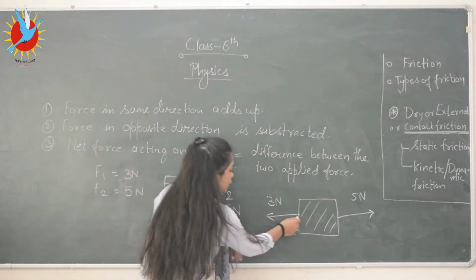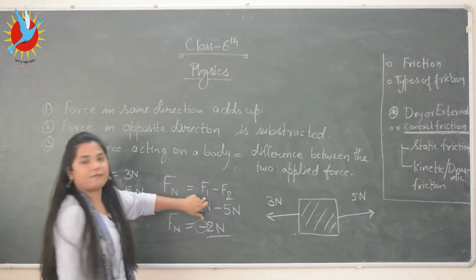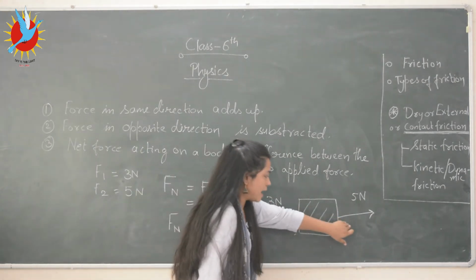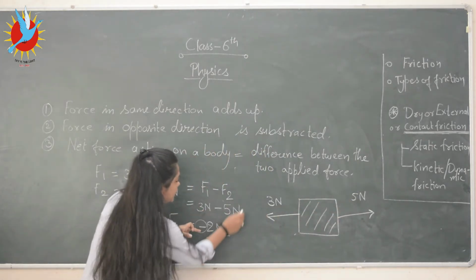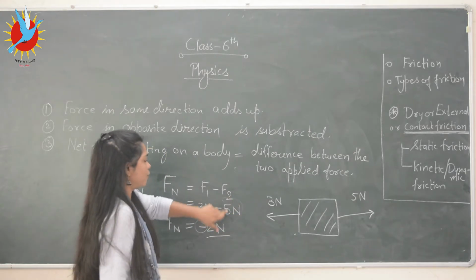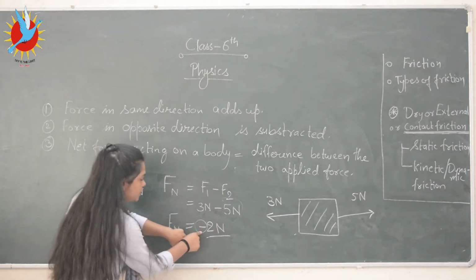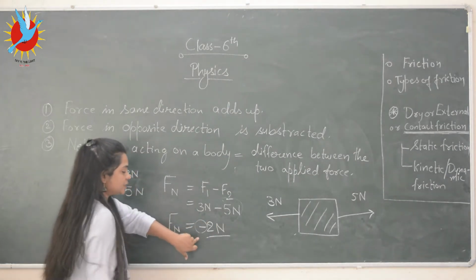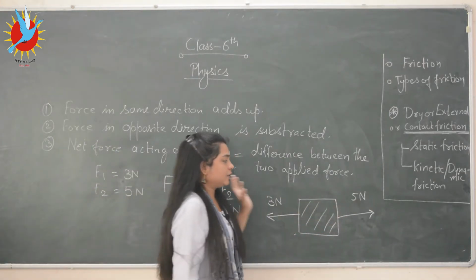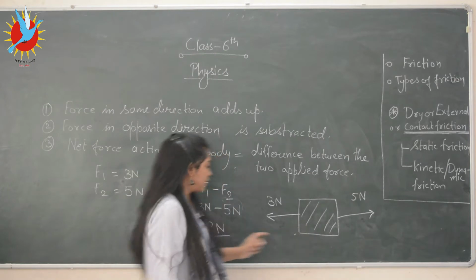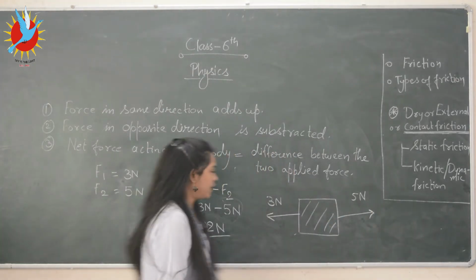We have taken the positive direction as the direction of F1, and we have taken as negative direction the direction of 5N. So here we are taking F2, or you can say 5N, with a negative sign. You can see here is also a negative sign. That means the displacement is in the negative direction, or you can say the direction of F2. So the object will be displaced in the direction of F2, or in this direction.